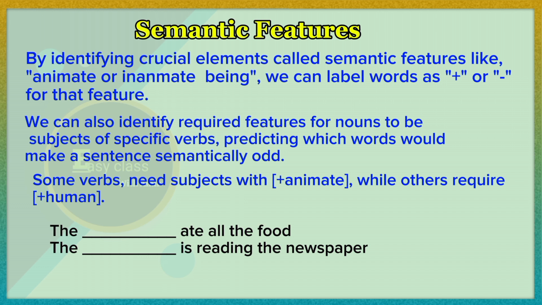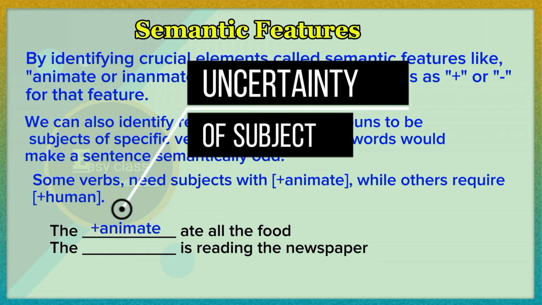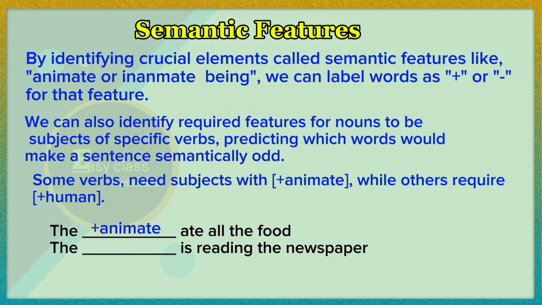So, in the first sentence, the noun required to fit with the verb ate must have the semantic feature plus animate, but not necessarily plus human, because animals also eat, and we're not sure whether the subject in the sentence is a human or not. Instead, the feature plus human fits well with the verb reading in the second sentence, because only humans are capable of reading.